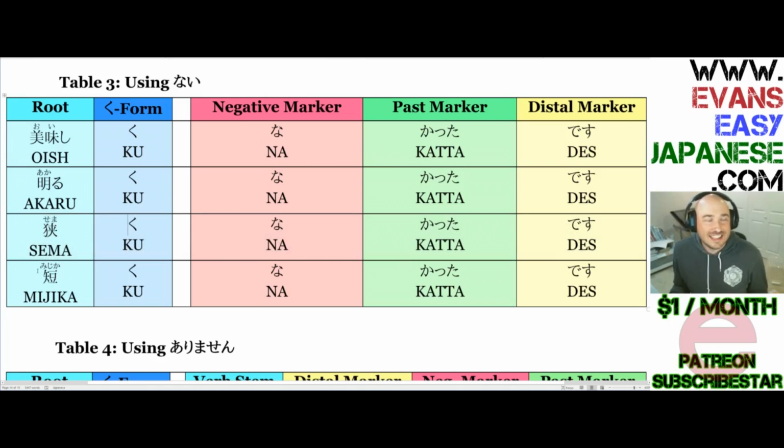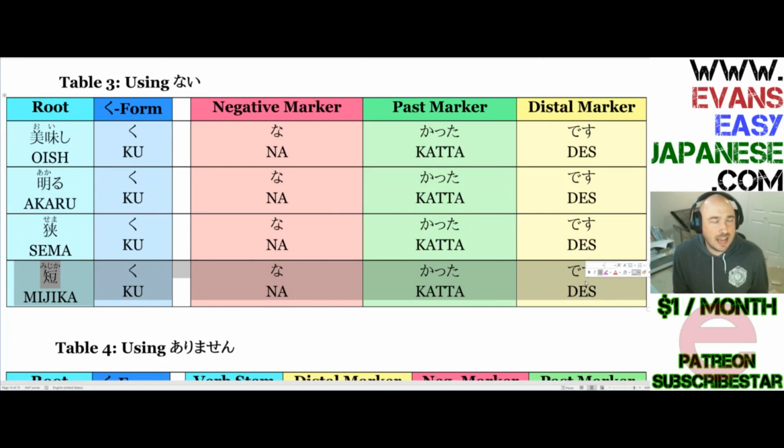I was gonna say I know what the other ones are. Oh, that's good. Mijikai, what does it mean? Short. Short, exactly. And that's not like short people. That's like a short pencil, a short distance. Mijikai turns into mijikaku. Mijikaku nakata desu. Exactly. It was not short.